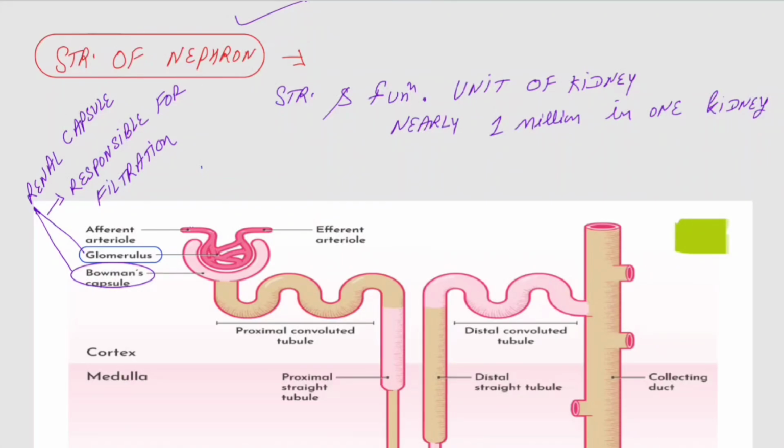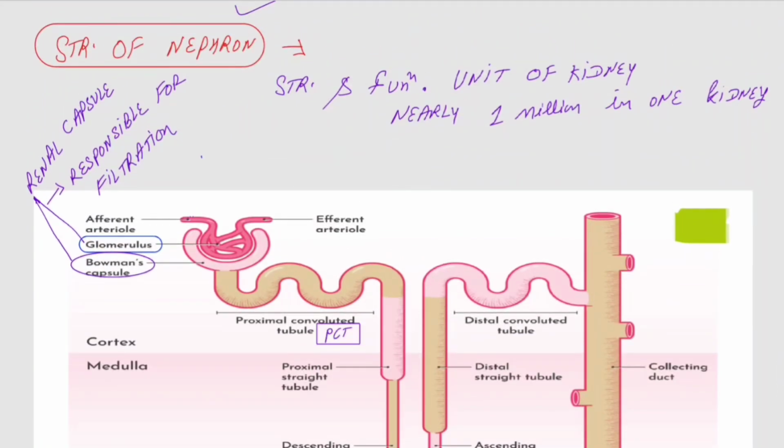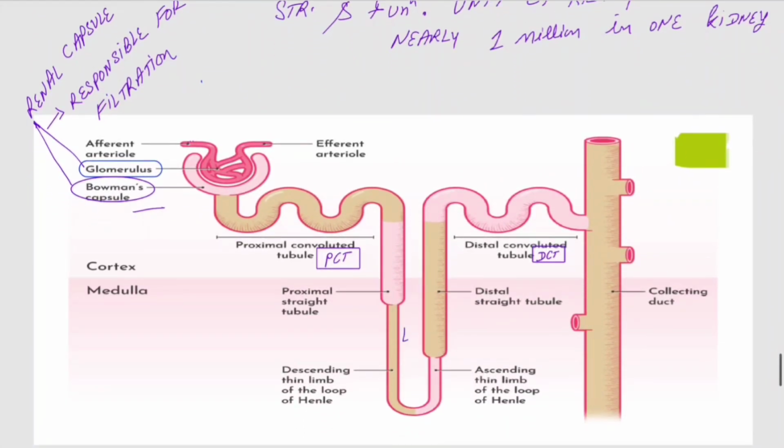Now let's talk about PCT. Parts of nephron are Bowman's capsule, PCT, loop of Henle, DCT, and collecting duct. Basically, collecting duct is not a part of nephron, but we study it collectively. PCT is a part of nephron, like Bowman's capsule, and this is DCT, distal convoluted tubule, and this is loop of Henle. Clear? All about nephron. Now this is collecting duct, CD.